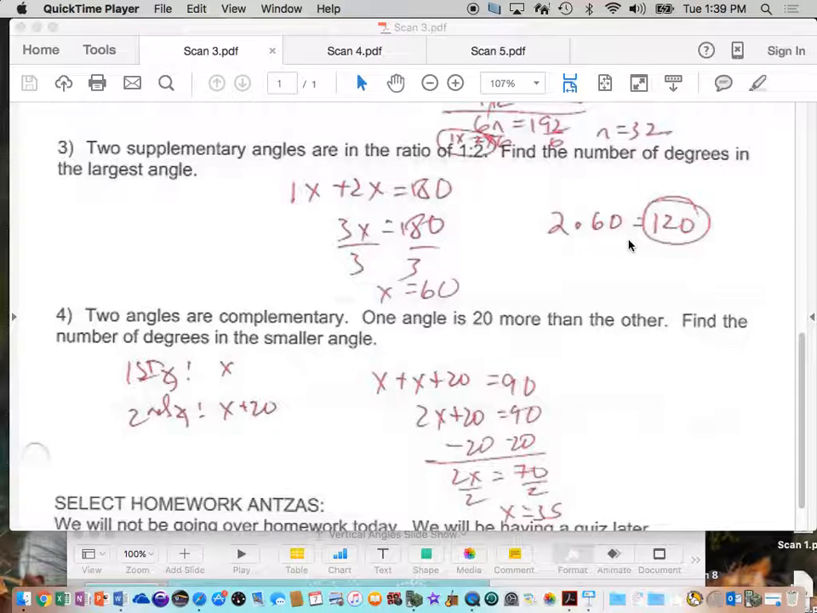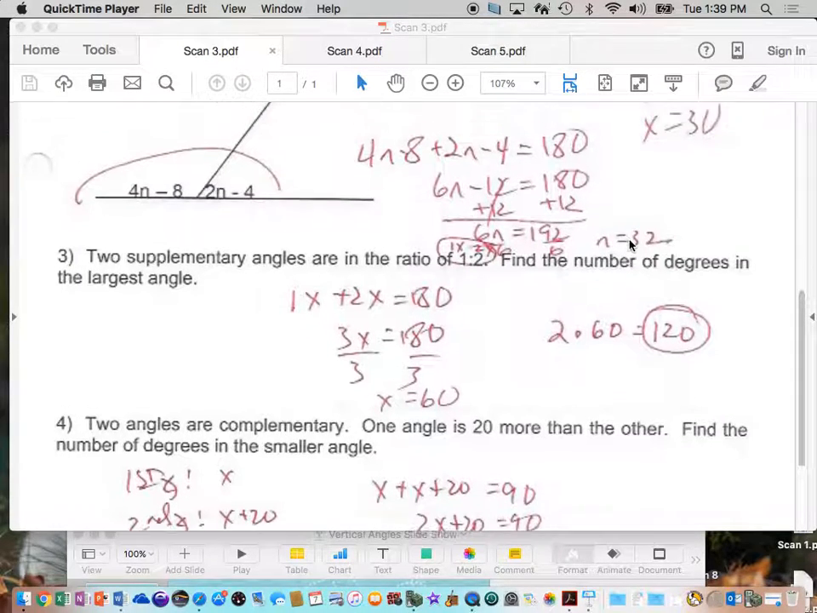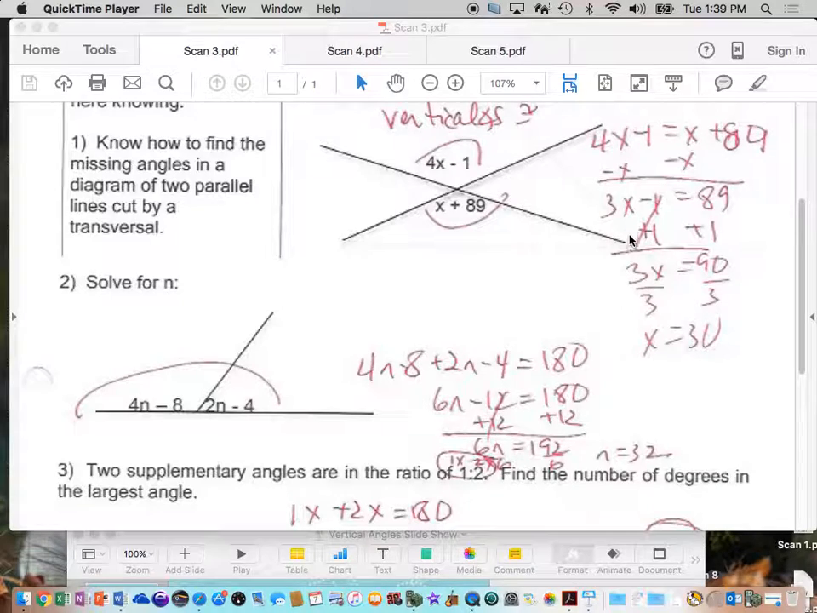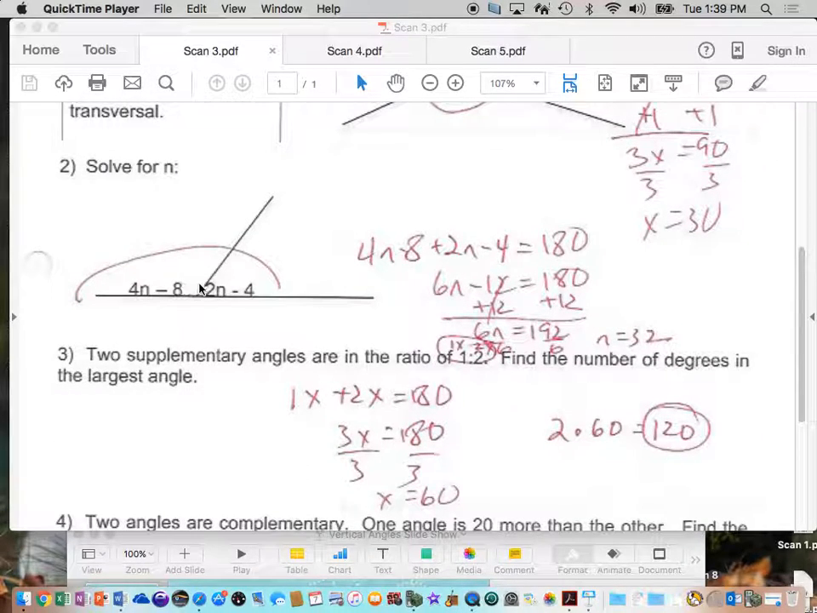Ava? Why is 4x minus 1 equals x plus 89? Because they're vertical angles. Vertical angles are the ones across from each other, and they're always equal. And then the supplementary ones are the ones that together make a straight line. So you don't have the equal sign in between? Well, can you see that this is going to be a half a circle? Yeah. And a whole circle is 360, so a half circle is 180. So I add them up and make it equal to 180.